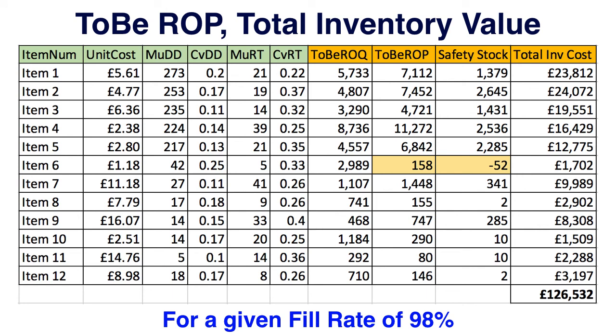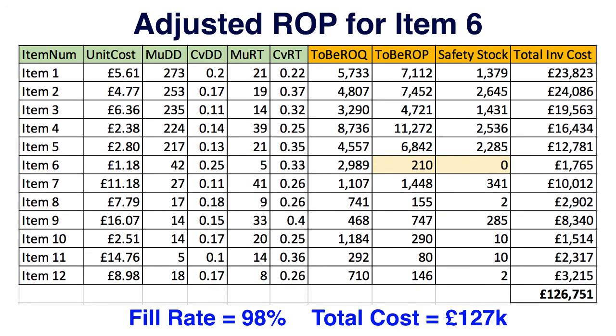is actually showing a negative safety stock. So let me correct that. If I were to add 158 and 52, I will get 210. So I correct that value to 210, make the safety stock 0 and recalibrate the whole thing, and I get a new set of values.